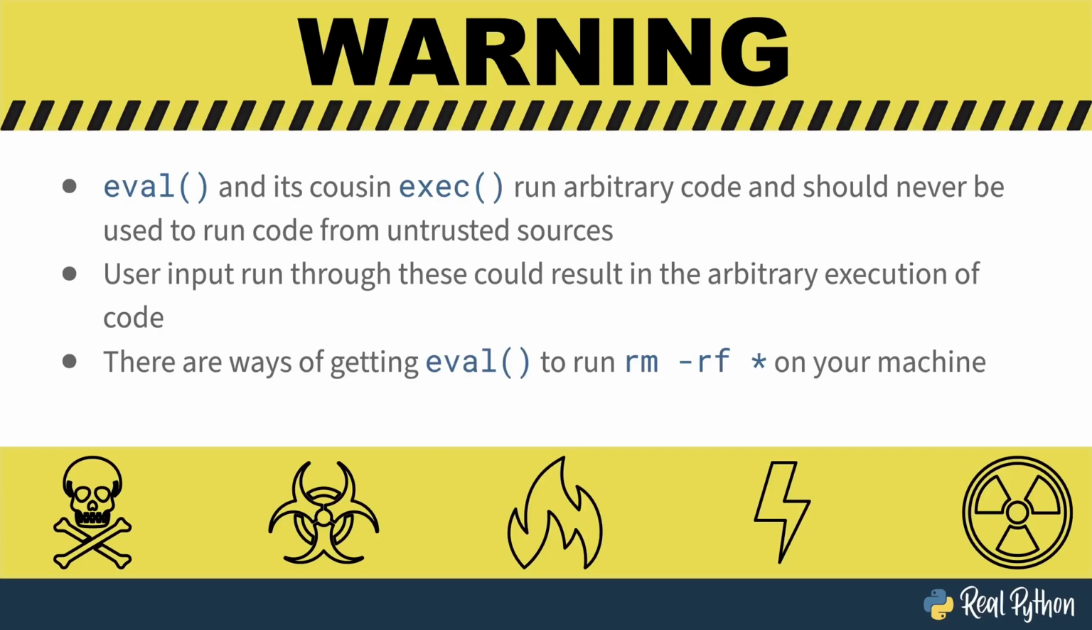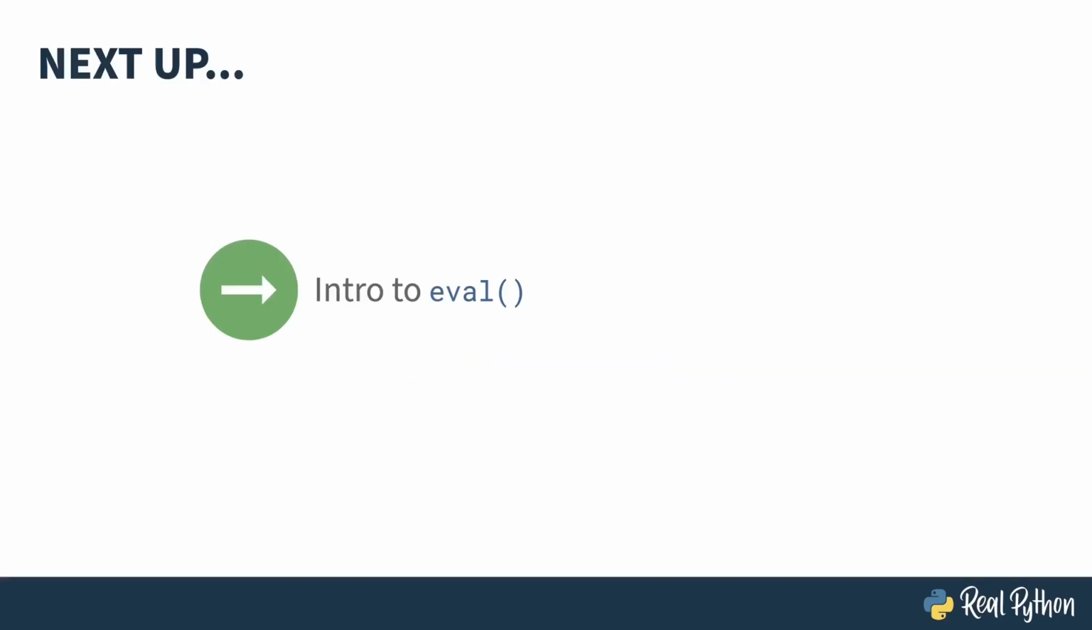This is dangerous. And as the symbols show below, this is as dangerous as a poison biotoxin fire running inside of an electrical transformer that is emitting radiation. Eval and exec are powerful, but as with most things that are powerful, if you're not careful, you can really hurt yourself. That's enough vague and ominous threats. On to eval in the next lesson.